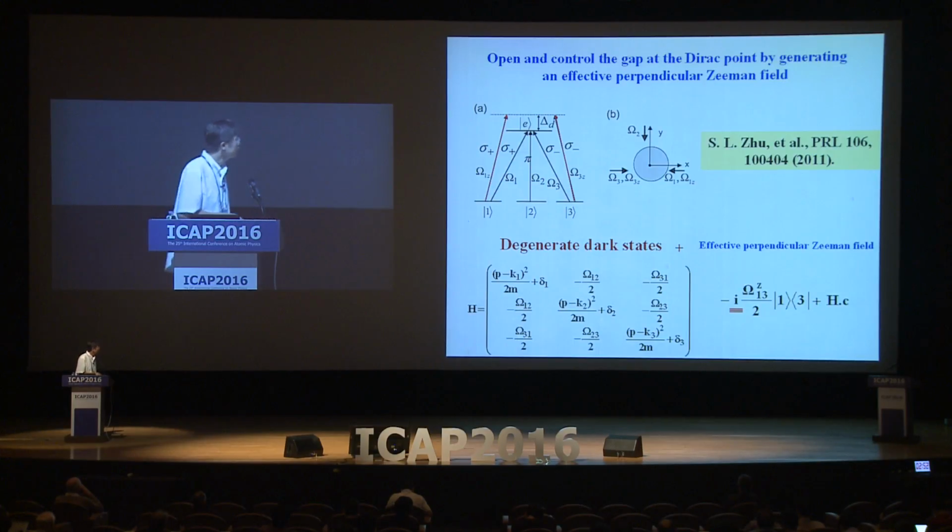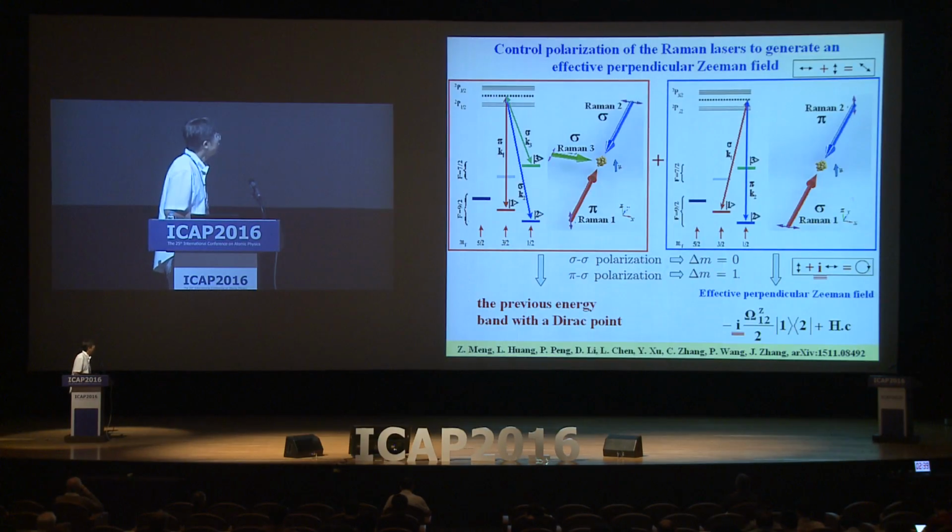So this scheme needs two actual lasers with different frequencies and must control the relative laser phase. It is difficult to realize in the experiment. In our experiment, we control the polarization of Raman lasers to generate this effective perpendicular Zeeman field. So our scheme is easier to realize in experiment.